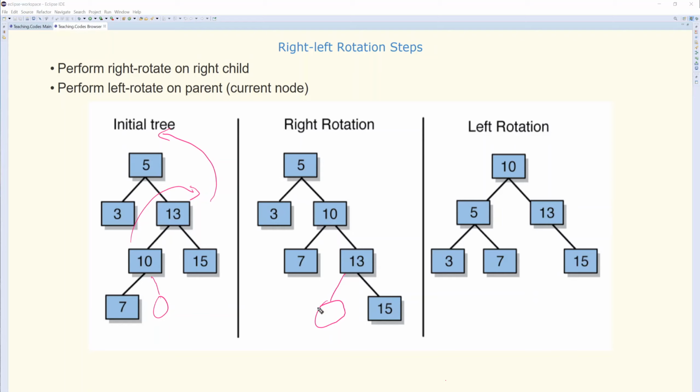Once you do this, now you do a right rotation. So 15, 13, 10 go up, 5 and 3 go down, and 7 gets adopted by the new node that comes here, which happens to be the value 5.